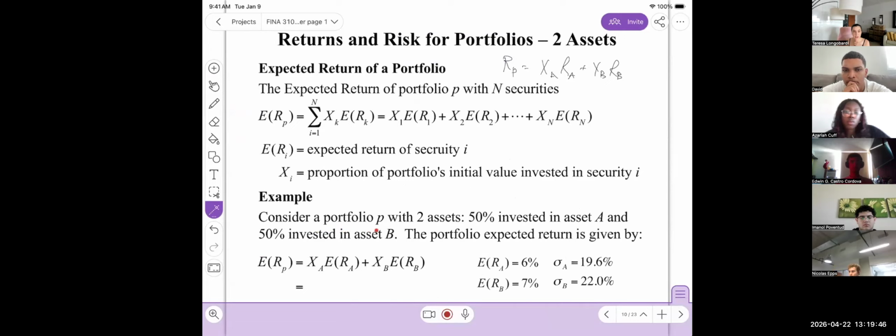As it says here, consider a portfolio P with two assets, 50% invested in A. So that represents XA, 50%. We'll use the decimals. And 50% in B. So that's XB. The portfolio expected return is given by, so this is going to be the expected return of the portfolio.